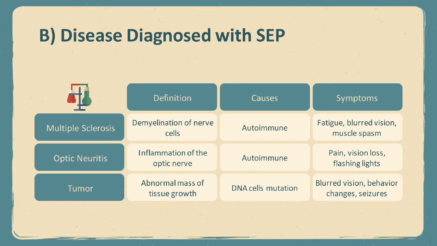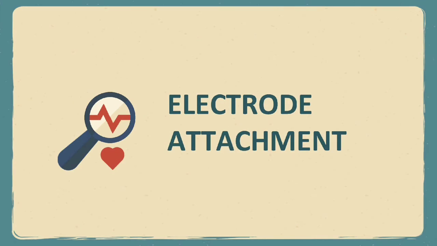A person with tumor may have symptoms such as change in pattern of headaches, vision problems such as blurred vision or double vision, difficulty with balance, personality or behavior changes, and seizures. My name is Nur Amalina binti Suhaimi. I will explain about electrode attachment to patient.